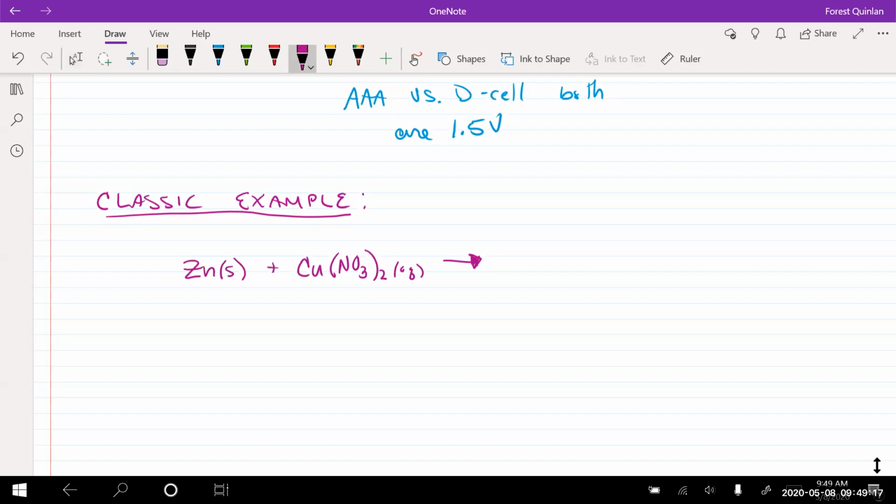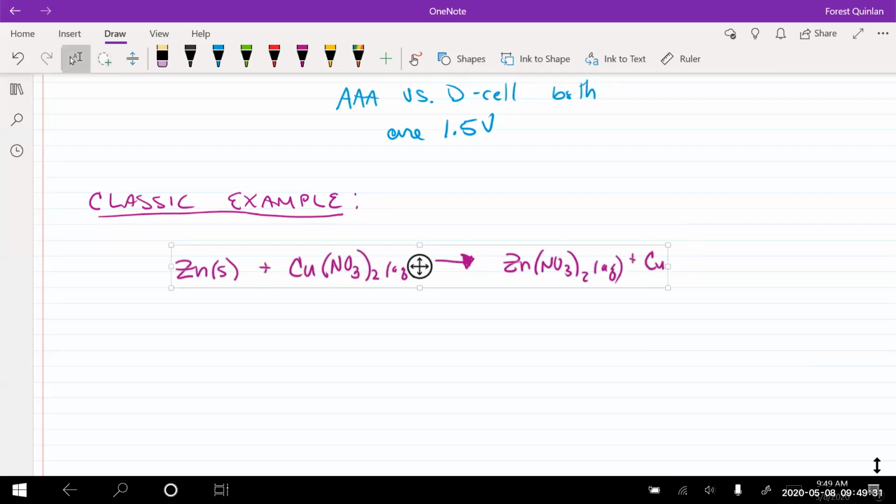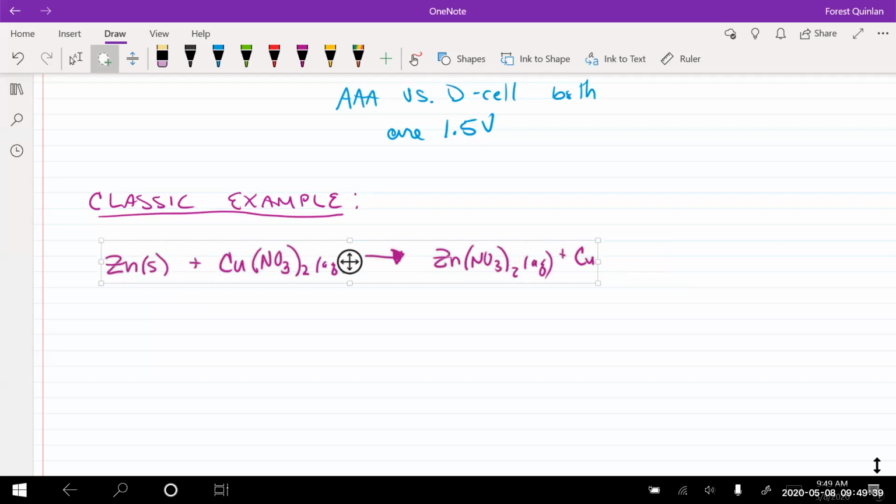So on the other side, what that means is that the zinc is now swimming and the copper is now solid. And the copper is now the solid. Okay, so the single replacement, okay?